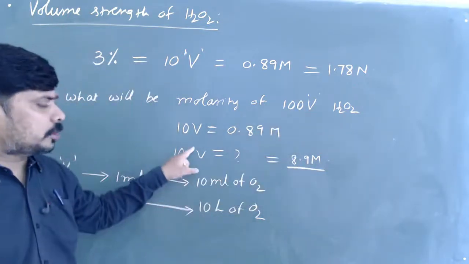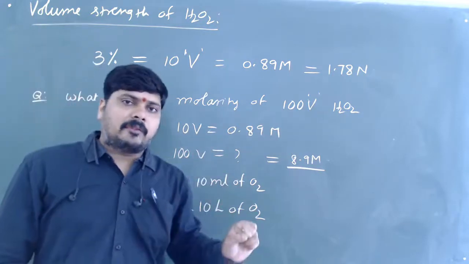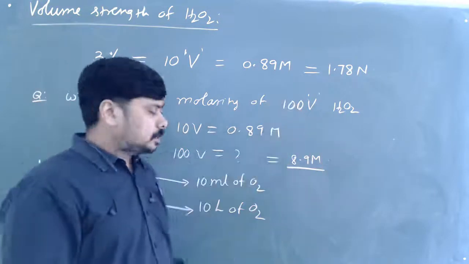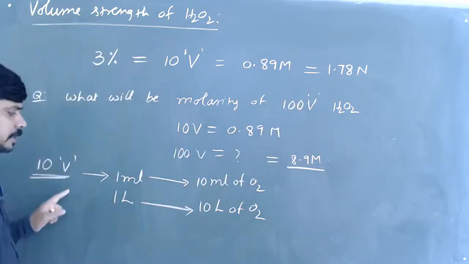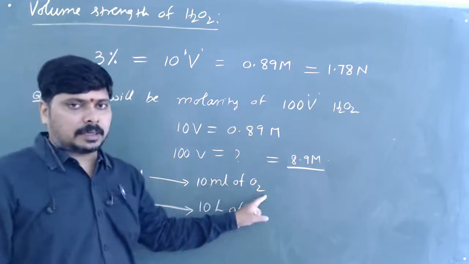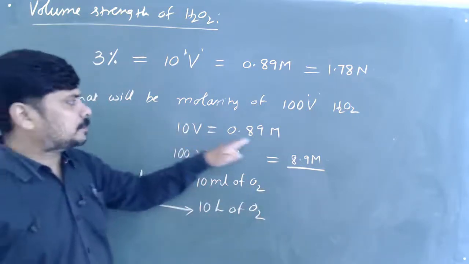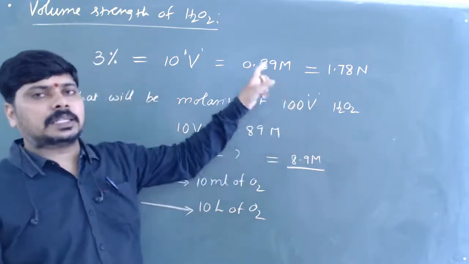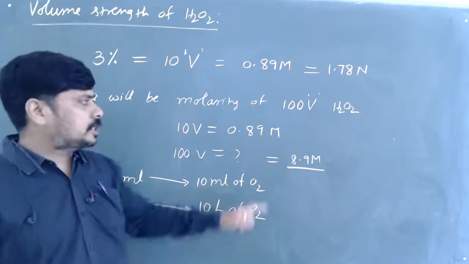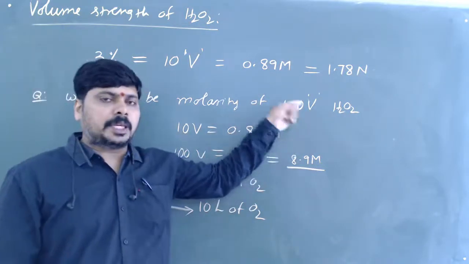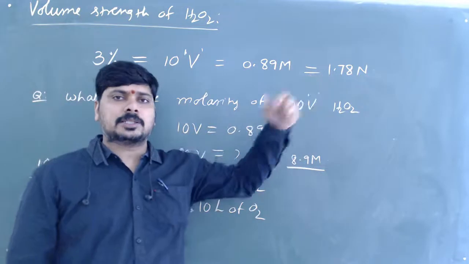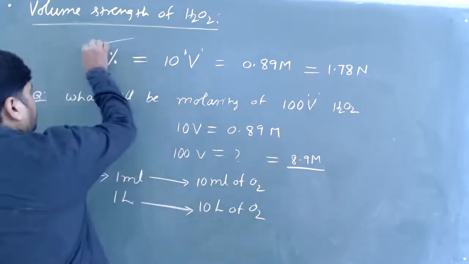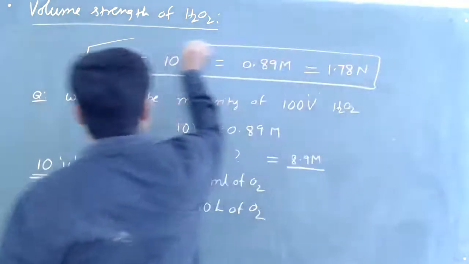This volume indicates the volume of oxygen which is going to be liberated from that particular solution. So 10 volume means 1 ml liberating 10 ml. Now if I ask the question, 100 volume of H2O2, how much oxygen gas is going to be liberated? If I take 1 liter, it is going to liberate 100 liters of oxygen gas. Understand? These are the things we are supposed to remember in volume strength calculations.